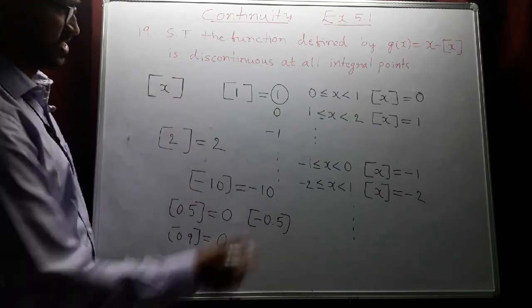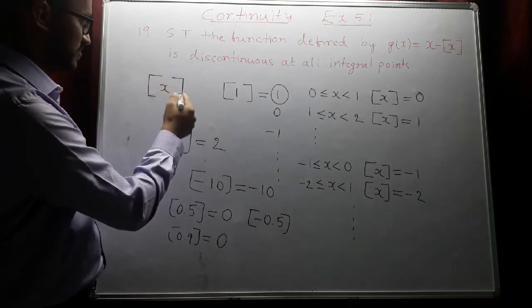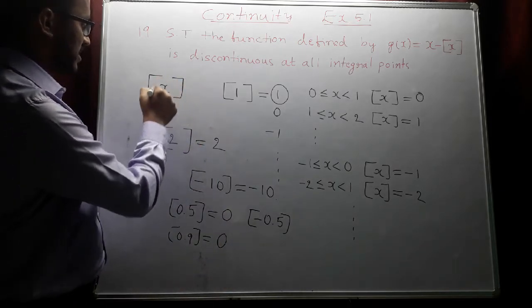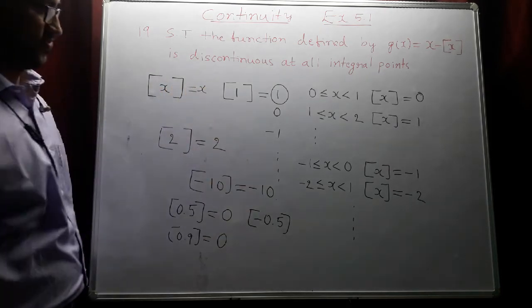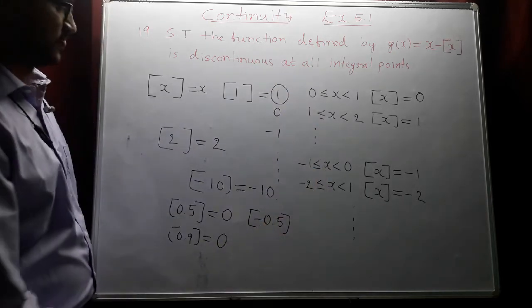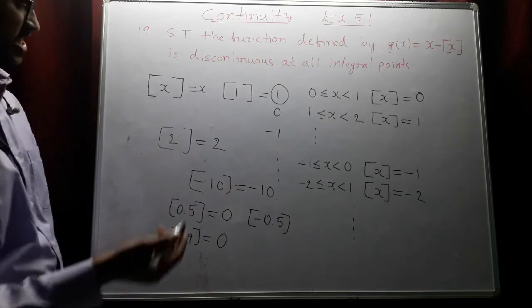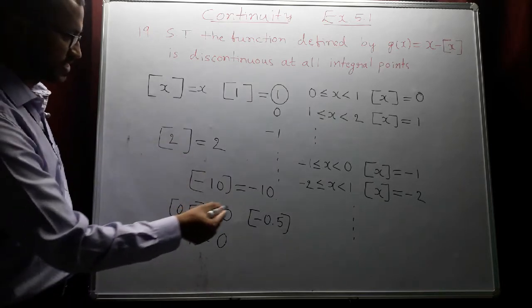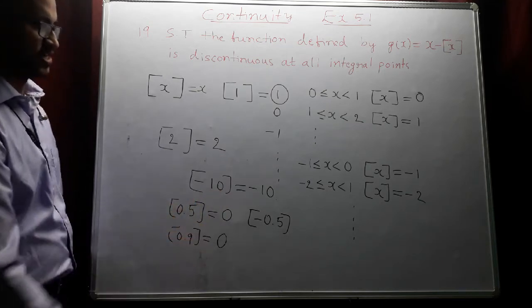If x is an integer, the value of the greatest integer less than or equal to x will be x itself. Otherwise, suppose it is a real number other than an integer, we have to consider the greatest integer less than the given quantity.